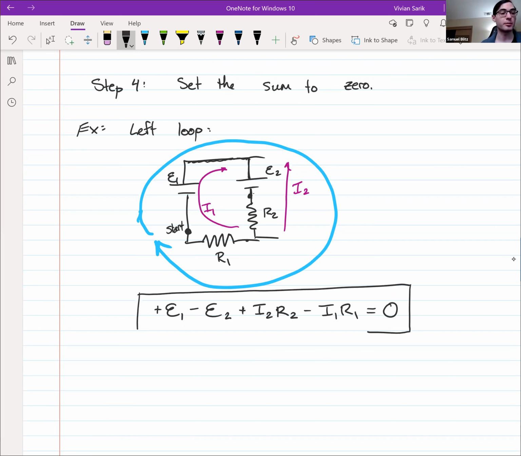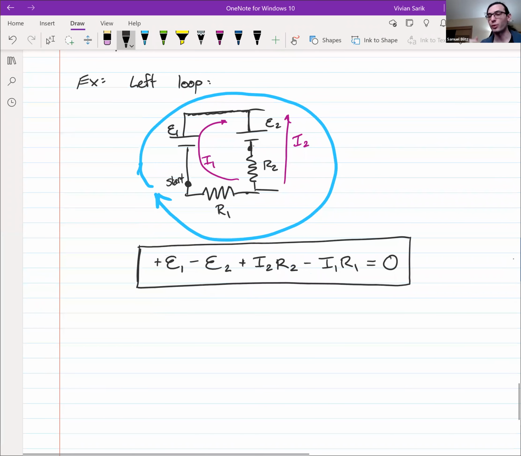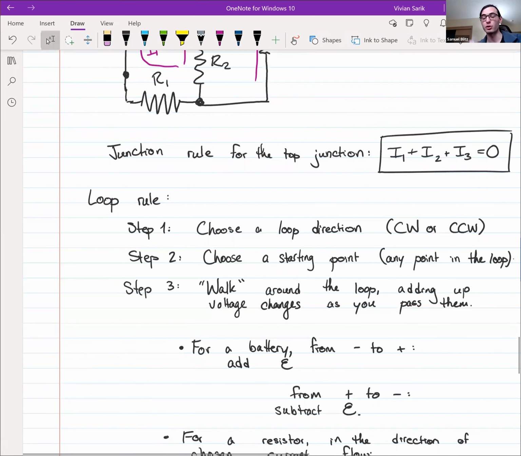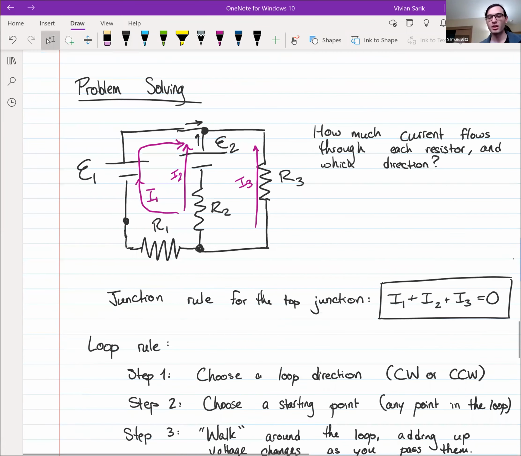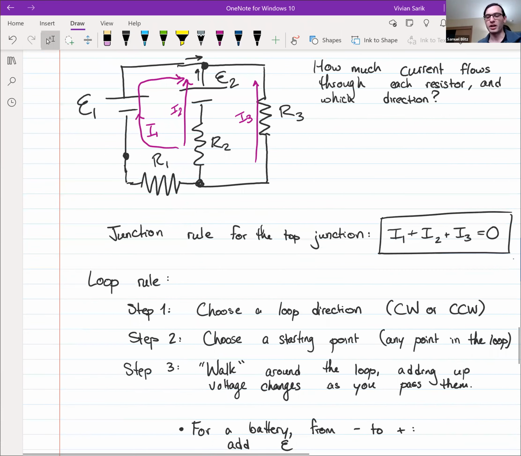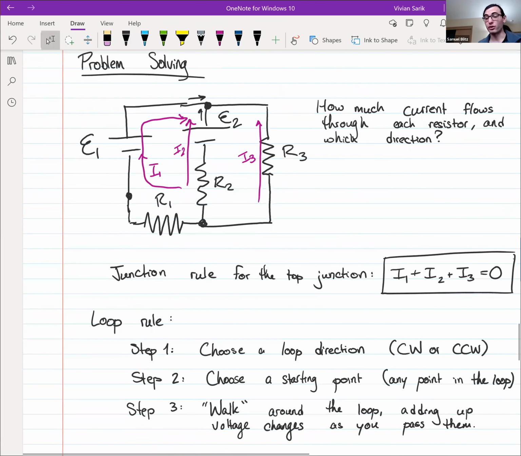And now we can do the same thing for the rightmost loop. Now we just had to choose some loops. I'm choosing the left loop and the right loop rather than the big one, just because. So let me reproduce the rightmost loop now.